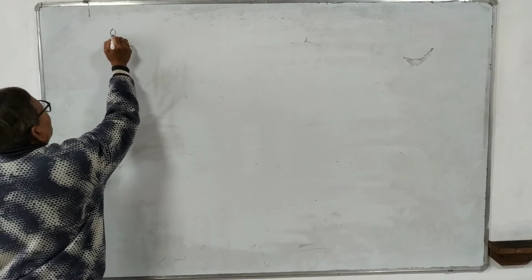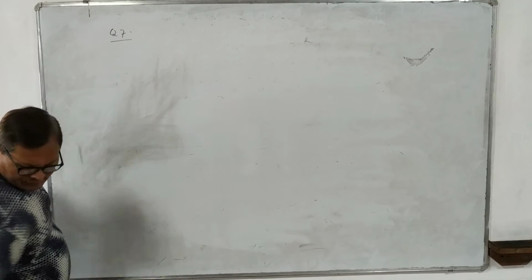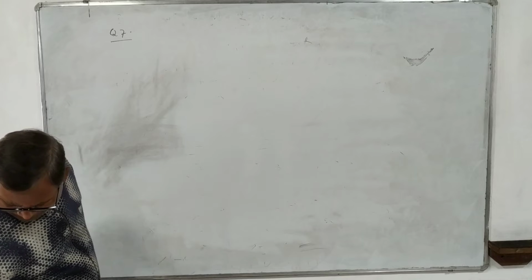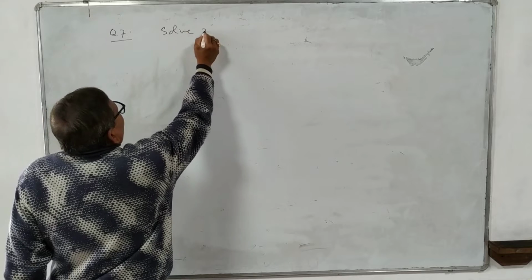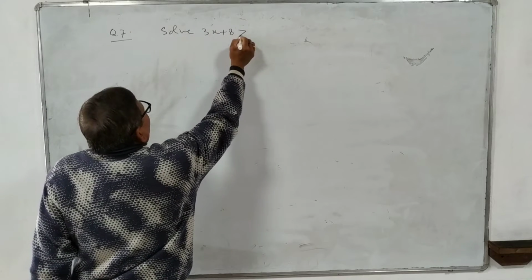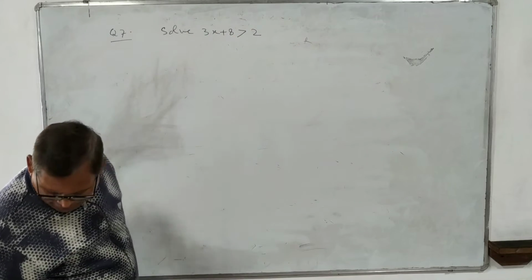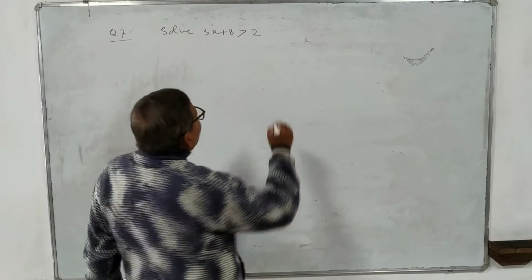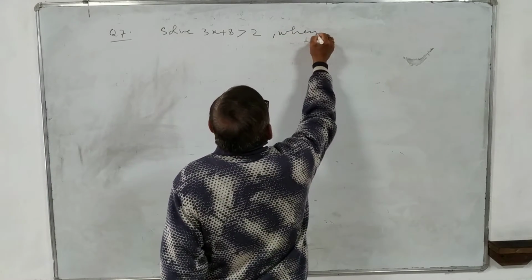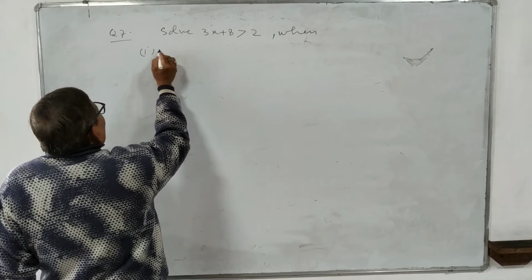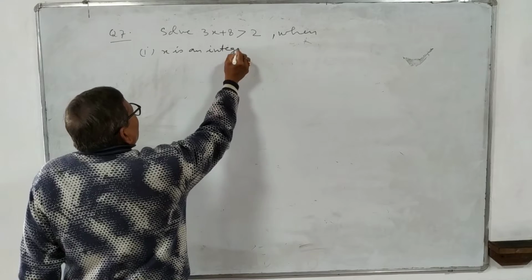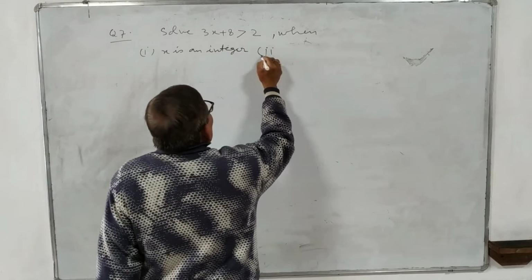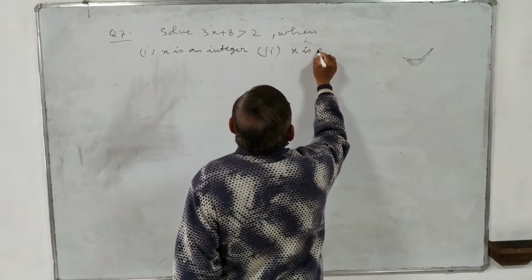Question number 7. Solve 3x + 8 > 2 when, number 1, x is an integer. Second, x is a real number.